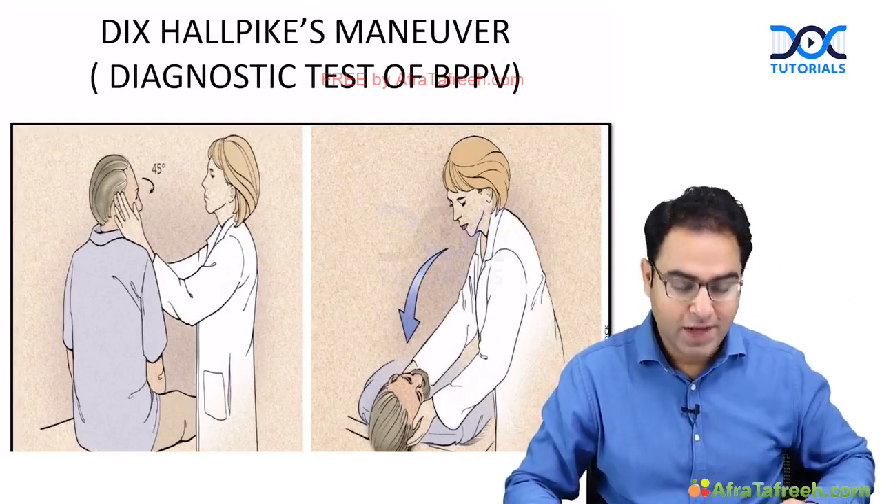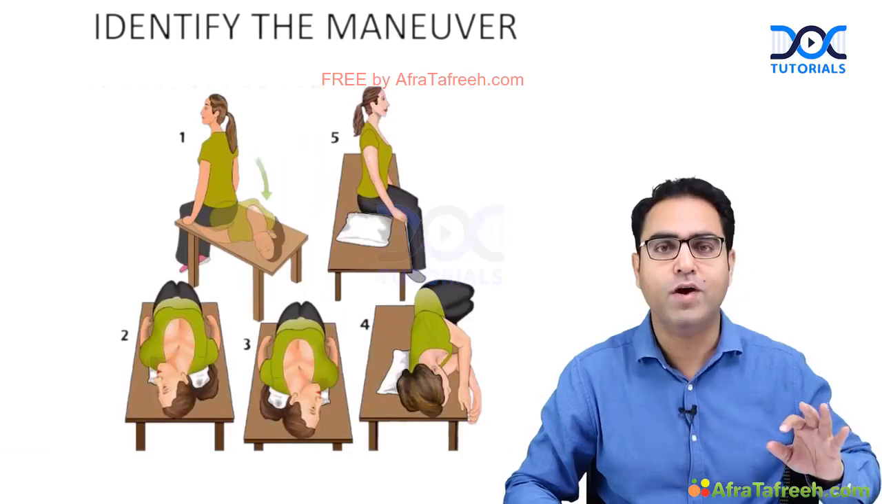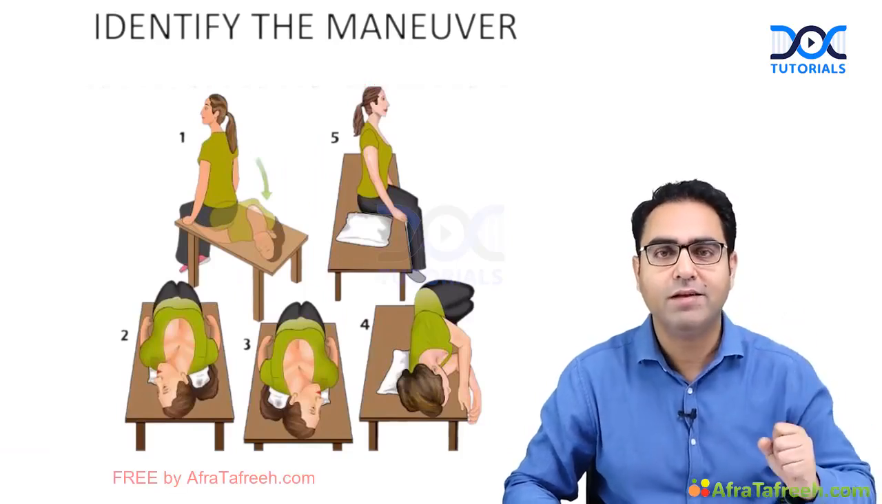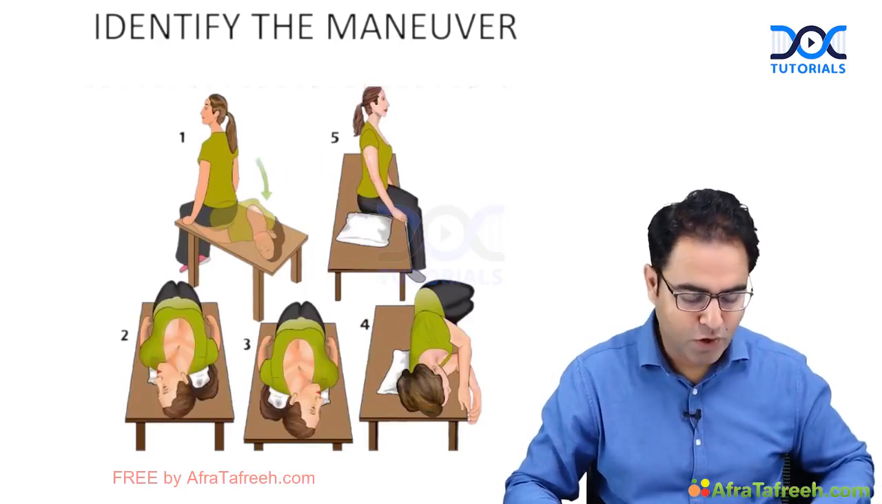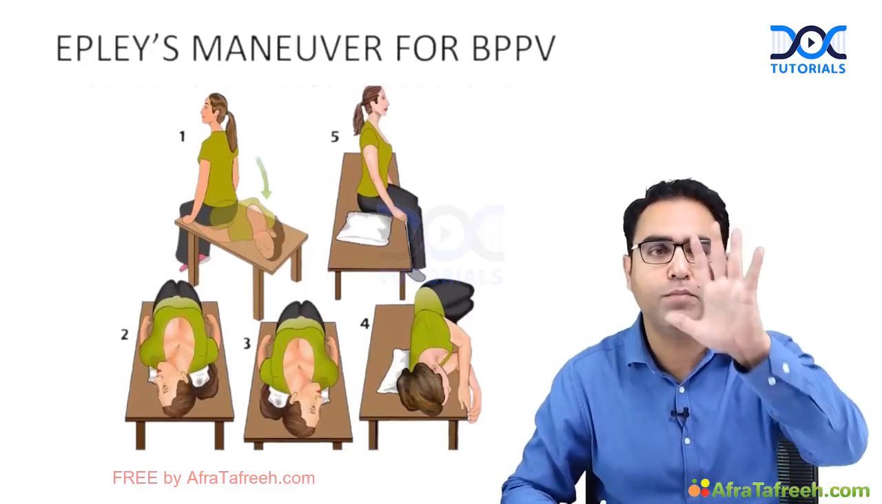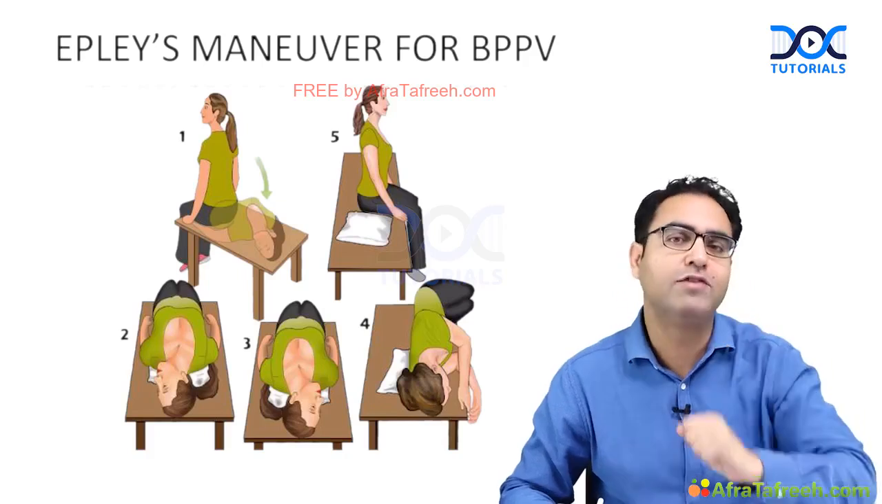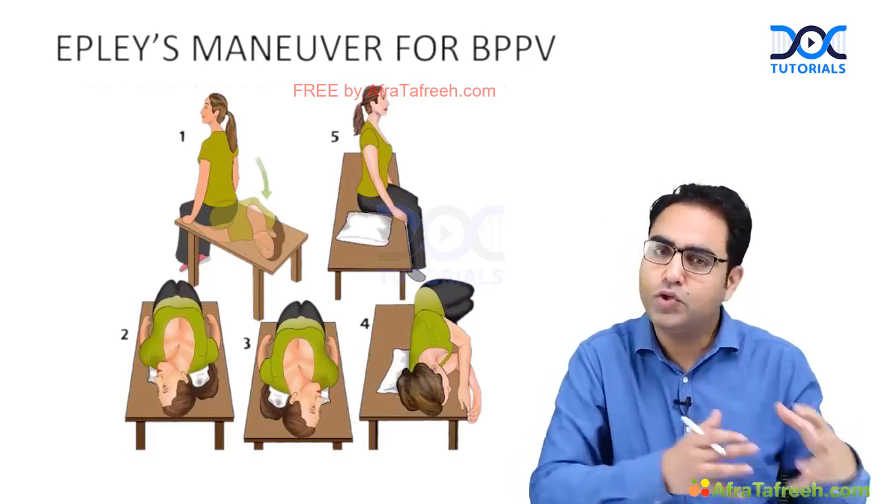Okay, fine. Another question. Identify this maneuver. Is it Dix-Hallpike, Epley, or Semont? The answer is yes, it is Epley's maneuver, which is the treatment of BPPV. 5 positions, Epley. 2 positions, Dix-Hallpike. Okay? Visual question possible.